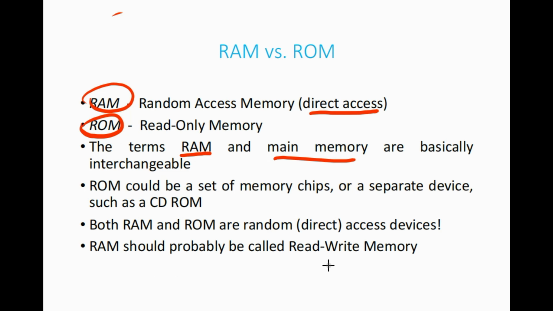RAM should probably be read-write memory. So the random access memory can be called read-write memory. Okay, so this is where things are happening when you are trying to perform tasks on a computer in active use.